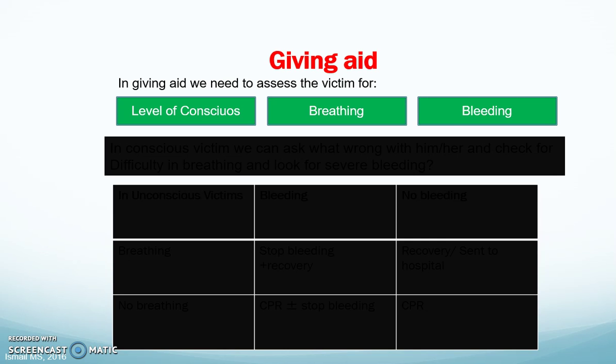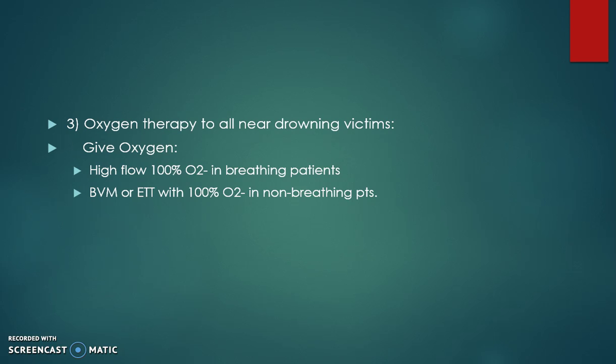And as you can see, bleeding, if he jumped or fell into the water and hit his head against the rock or hit his body against something, he might bleed. So again, these three important things: level of consciousness, adequacy of breathing, and presence of bleeding are important for you to evaluate. Now, all of these victims need oxygen, so oxygen therapy should be given to all near drowning victims.